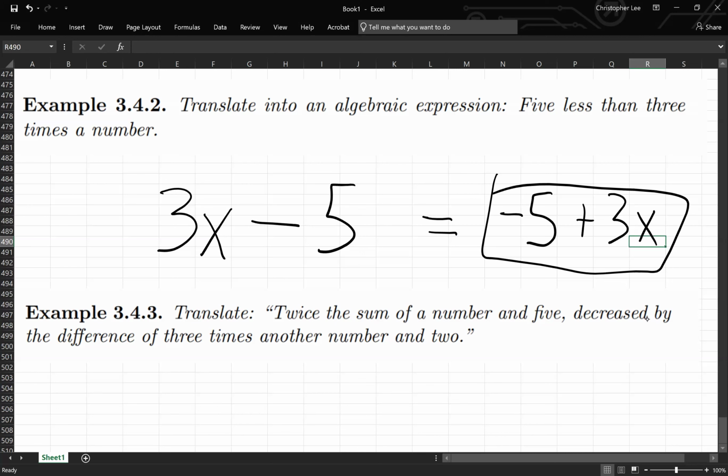All right, so let's look at this next one. Translate the sum of a number and 5 decreased by the difference of 3 times another number and 2.